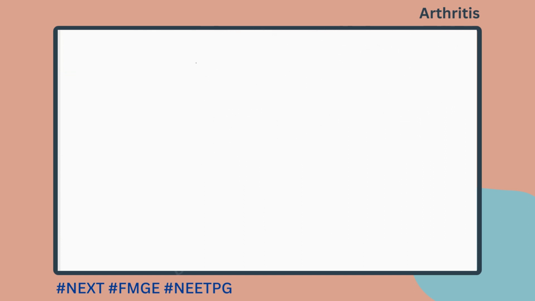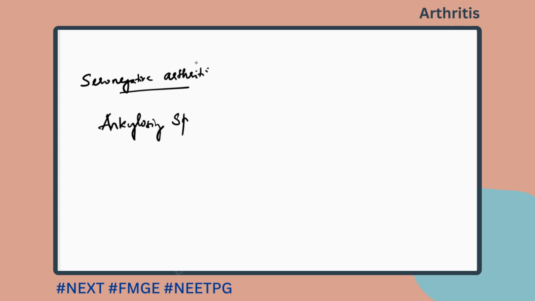Now we'll go to the next part of arthritis and we'll see one important seronegative arthritis, that is ankylosing spondylitis. Now what is called as ankylosing spondylitis? In ankylosing spondylitis, a condition called as enthesitis occurs.